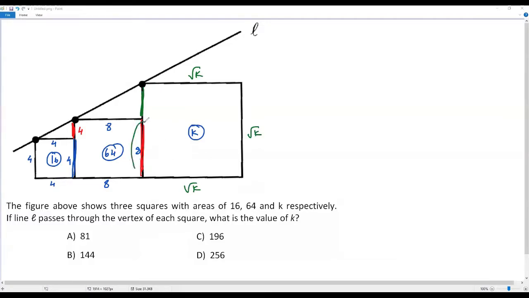But the length of this red color part is 8. Then what is the length of this green color part? For that we have to subtract this 8 from the total length, square root of k. Then the length of this green color part is square root of k minus 8.